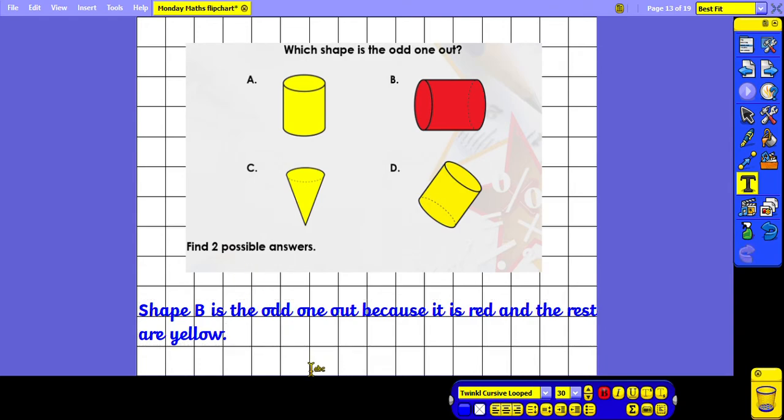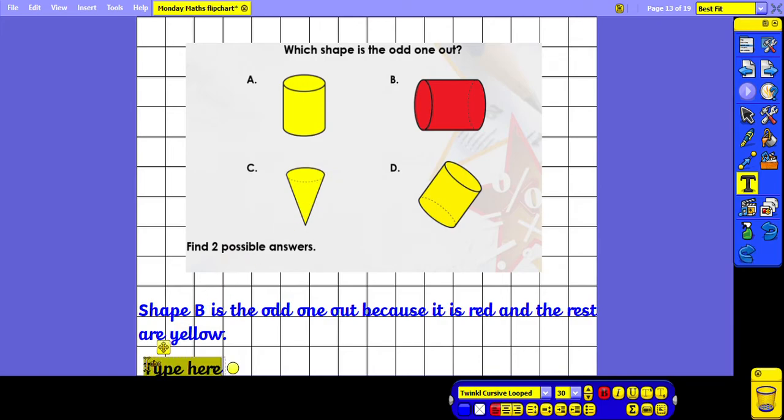And for the second possible answer, I'm going to look at the type of shapes we have got. And we can see that shapes A, B and D are all cylinders, but shape C is a cone. So that one is different to the rest.